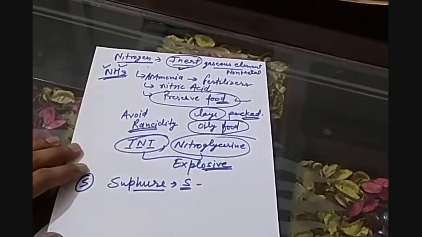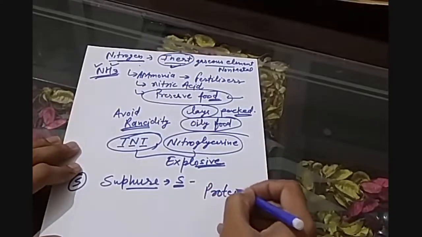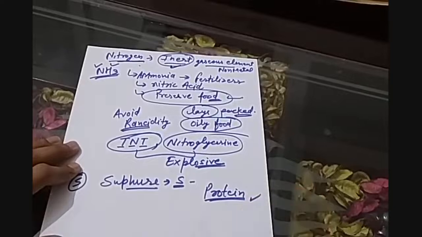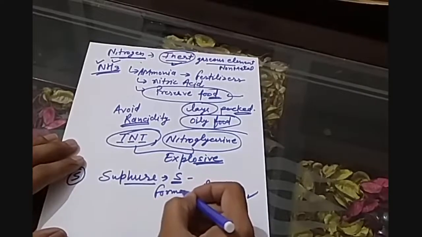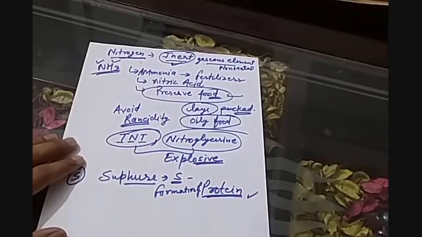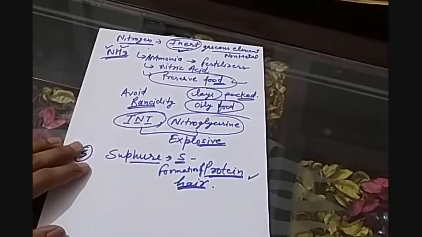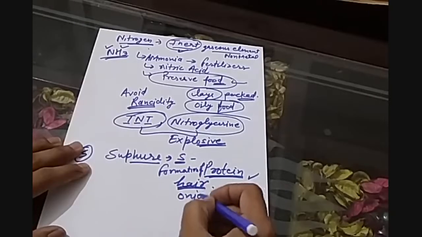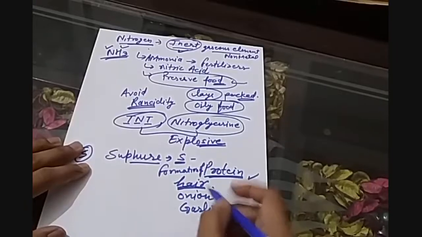Sulfur. It is present in the protein. In the formation of protein, sulfur is required. Next, sulfur is present in hair also. Onion, garlic. Okay, it is present.